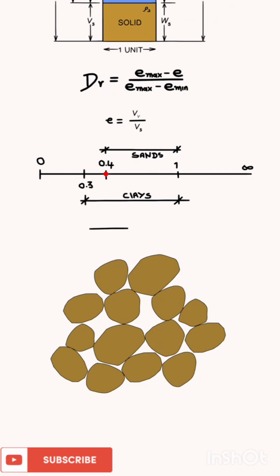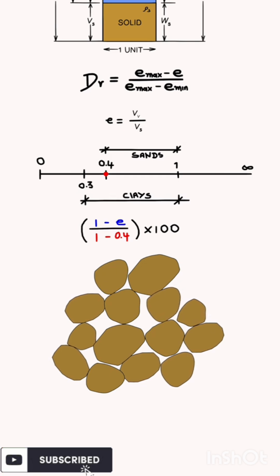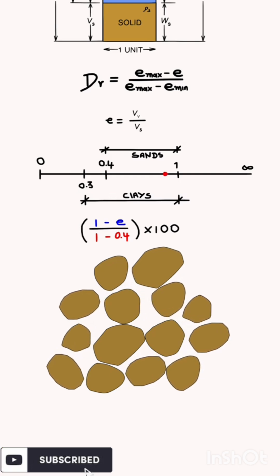So the top part of the equation, e max minus e, tells you how much the soil has been compacted compared to its loosest state. The bottom part, e max minus e min, shows the entire possible range of compaction. When you divide those two and multiply by 100, you get the relative density as a percentage, showing where your soil stands between loose and dense. If that percentage is high, the soil is well compacted and stable. If it's low, the soil is loose and may need more compaction.